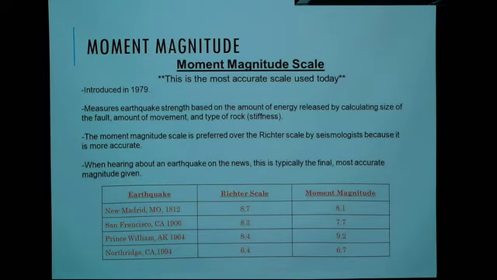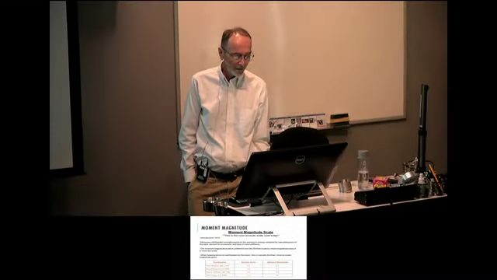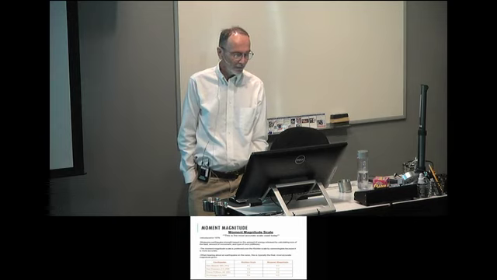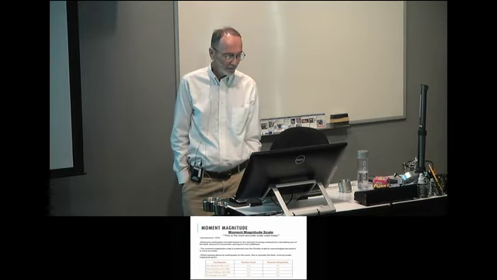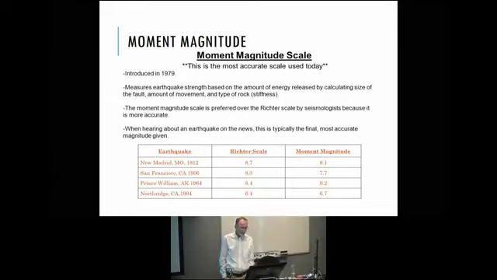Okay, as Gary said a minute ago, nobody uses, well, they use the Richter magnitude scale now, but mostly historically. But they also talk about the moment magnitude, which measures earthquake strength based on the amount of energy released by calculating the size of the fault, the amount of motion, and the type of rock stiffness. The moment magnitude scale is preferred over the Richter scale by seismologists. It's more accurate, they believe. When hearing about an earthquake on the news, this is typically the final, most accurate magnitude given.